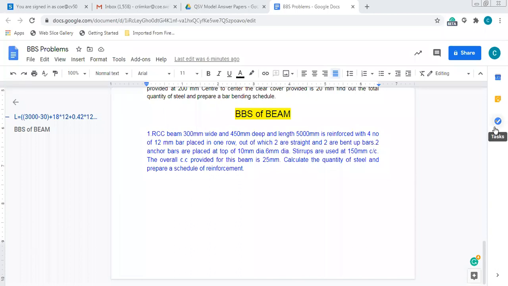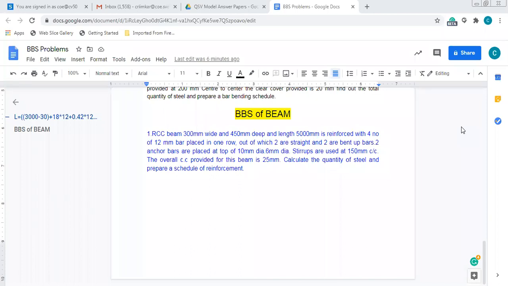Today we are going to start the new topic, that is bar bending schedule of the beams. Up till now we have gone through the bar bending schedule of the slab or the column structures, that is our structural elements, how to calculate the quantity of the steel reinforcement, and how to prepare the bar bending schedule for your slab and column structures.